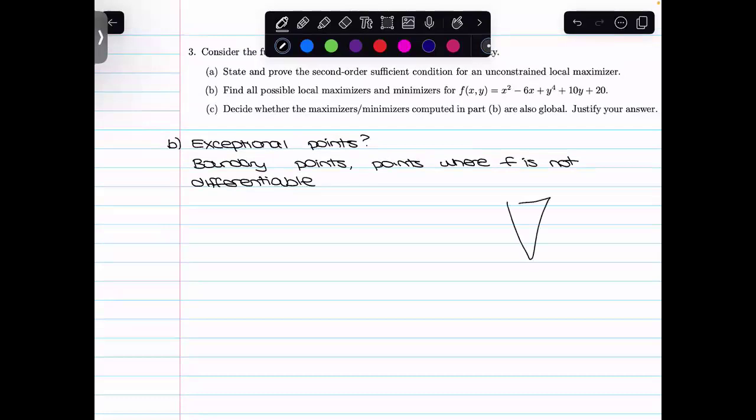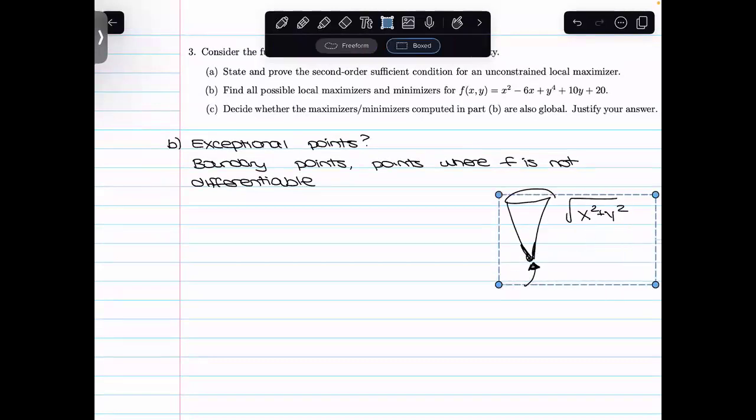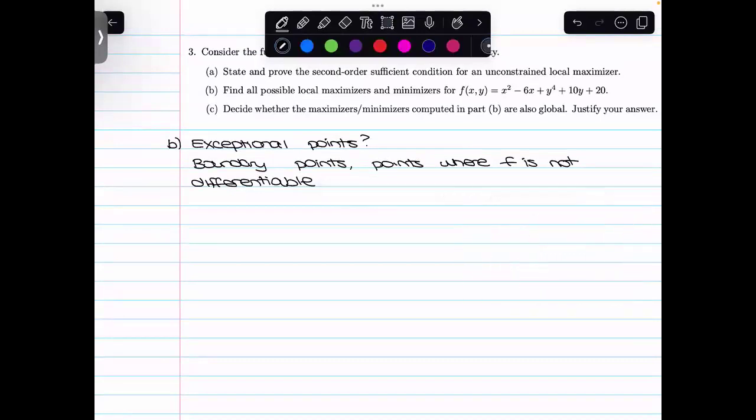So for example, a function like the square root of x squared plus y squared has an exceptional point at the bottom. This is not a stationary point because you have a sharp point of change. So it's not differentiable at this point, but you can see it as the lowest point. So it's the local and global minimum or minimizer. So anyway, you do have to think about that, but realistically, those shouldn't come up, especially for unconstrained optimization.